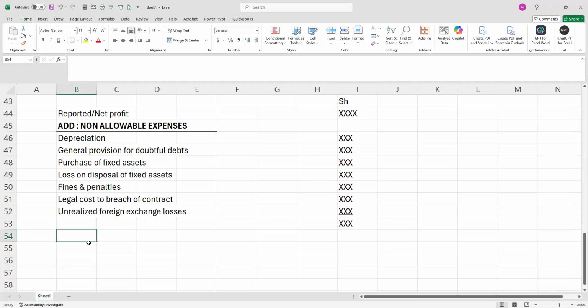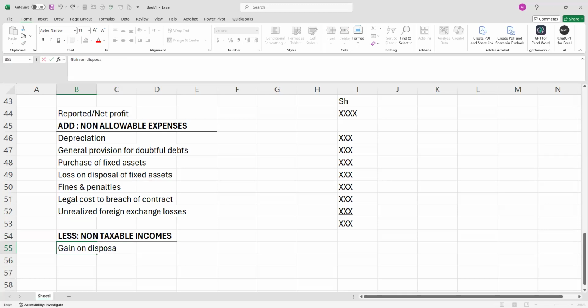After that, consider the incomes that were recognized by the financial accountant, but in tax, we don't recognize such. So we less non-taxable incomes. These are incomes that have been recognized in financial accounting, but in tax, we don't recognize such incomes. Like what? Maybe gain on disposal of fixed assets.